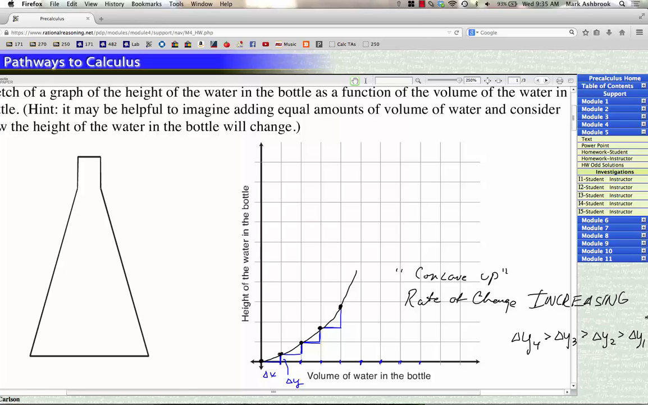Okay, so now I'll turn the tables here. I'm going to give you a graph, and you're going to do the same analysis. Look at equal changes in x, and analyze the changes in y, and then analyze the rate of change, and you're going to draw the bottle. So you're going to do the same kind of approach of looking at changes, comparing changes, and then from that, draw the bottle.